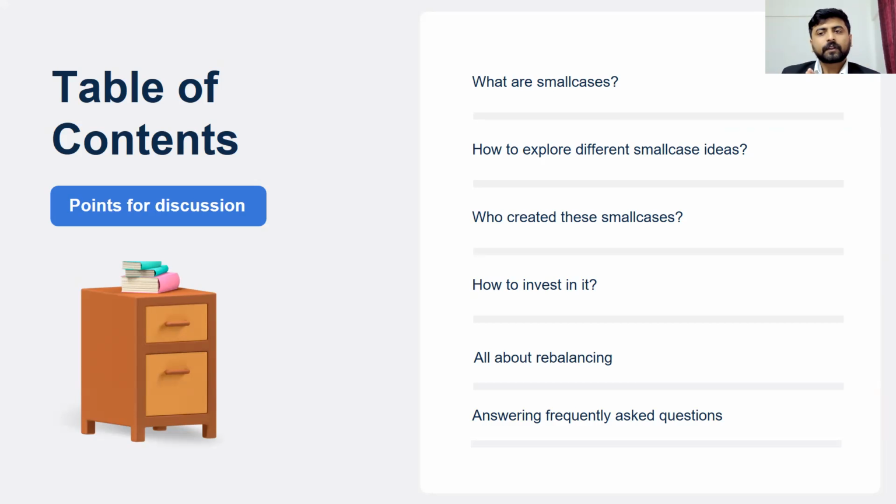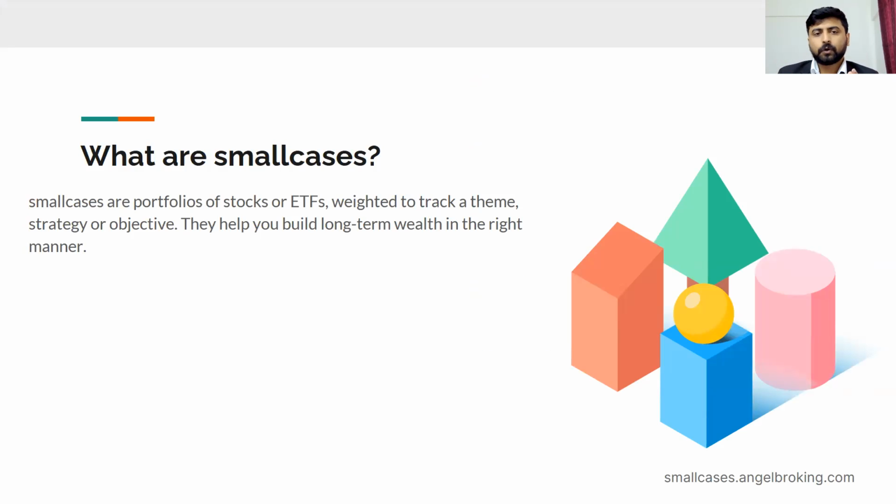In the end, we will be covering how to regularly rebalance your portfolio, or rebalance your small case, so that it stays healthy in the long run. And we will also take up some of the frequently asked questions. So now let us start by exploring what small cases are.